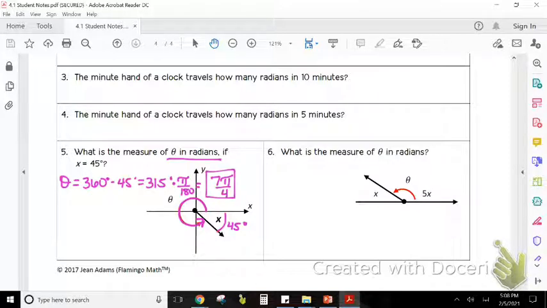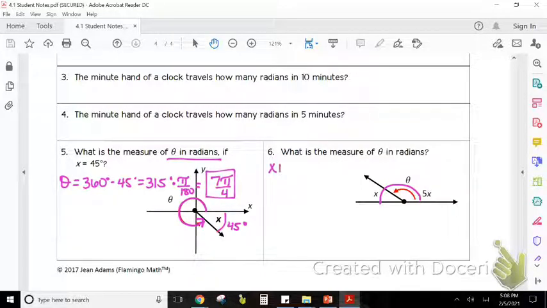Number 6 says, what is the measure of theta in radians? Again, notice this time they told us our theta is the same as 5x, and then we have the other side over here that's just x. But we know that these two together form that straight line, which is either pi or it's 180 degrees. It doesn't matter which one you're going to use. Most of y'all are probably going to do degrees first, so I'll go ahead and do it in degrees, and then I'll show you what to do if you did radians.